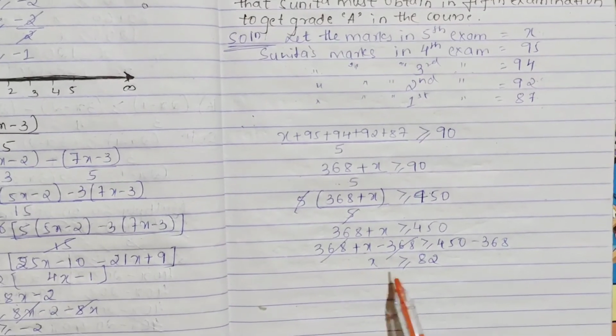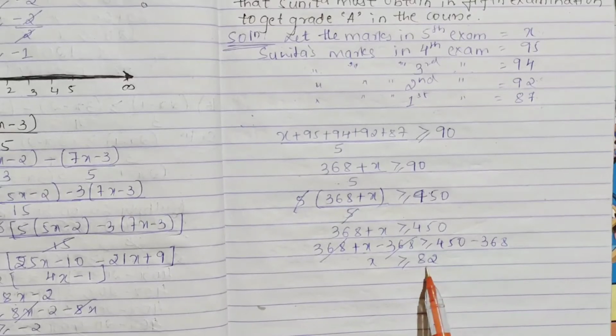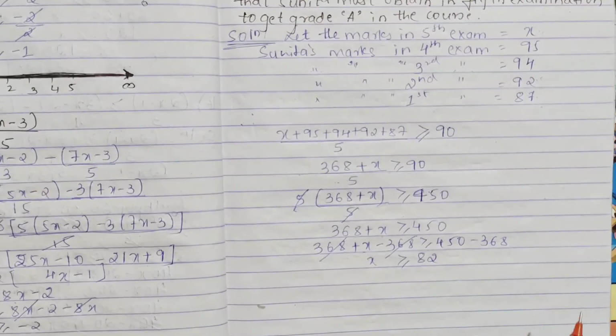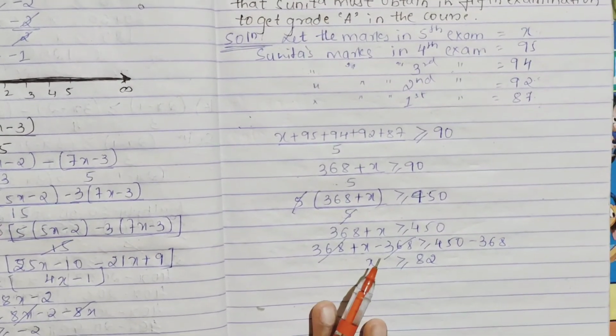So it is x greater than or equal to 82, which means her minimum marks will be 82 or more than 82. Equal to, you can take 82, right? Understood how you have to do?